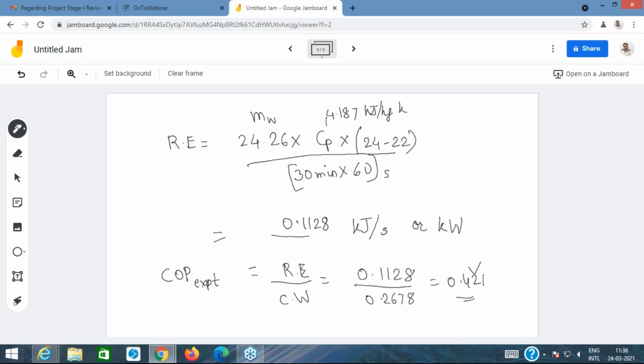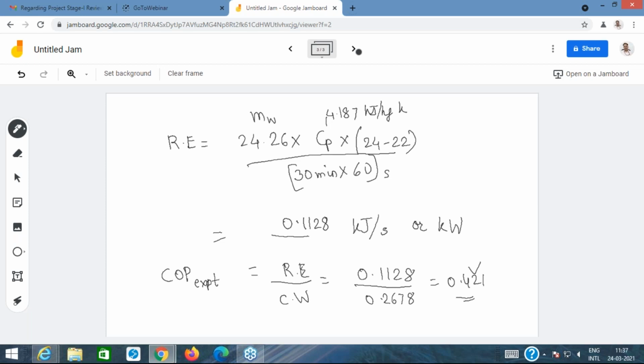So this is one of the findings: the coefficient of performance of the refrigeration setup, calculated by measuring the actual power consumption of the compressor and the refrigerating effect, by measuring the cooling effect of the water kept in the evaporator tank, is 0.421.